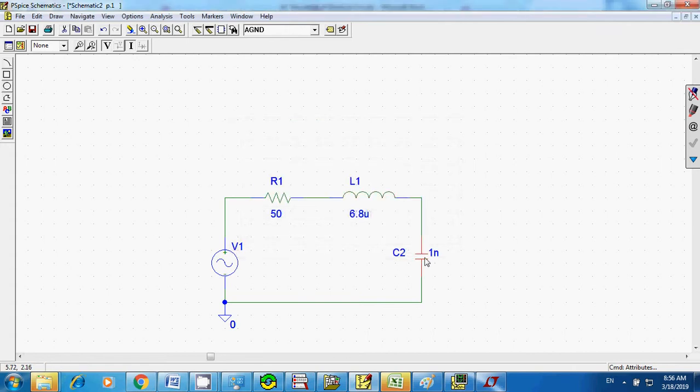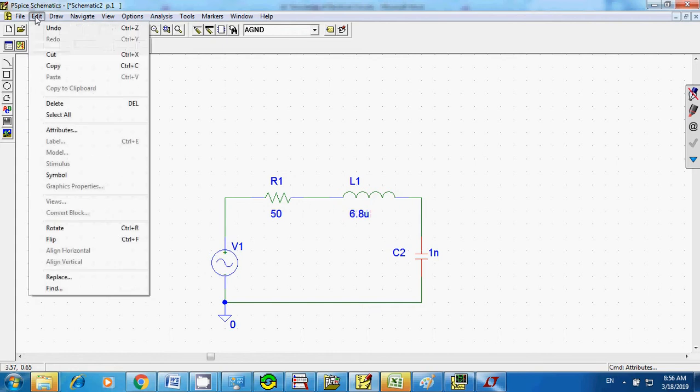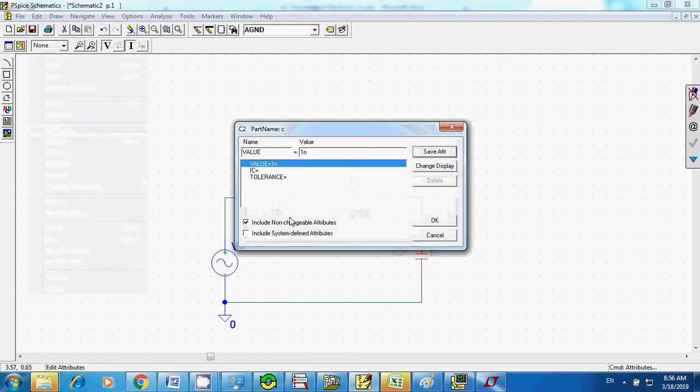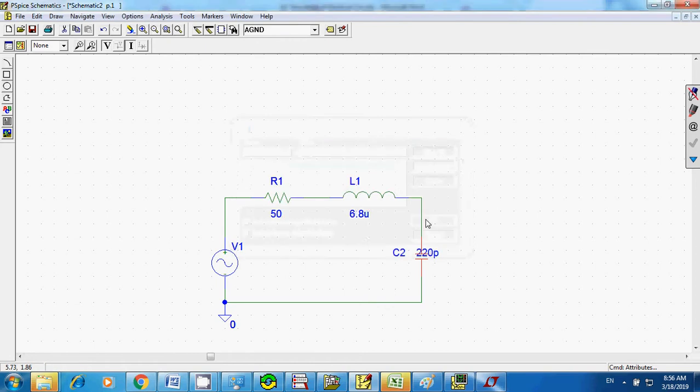And for C, I'm going to use 220 picofarad. So I put 220P, that's picofarad.